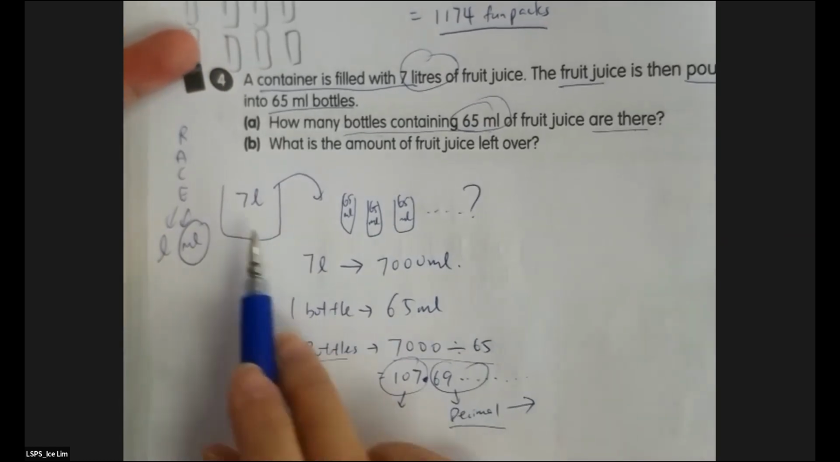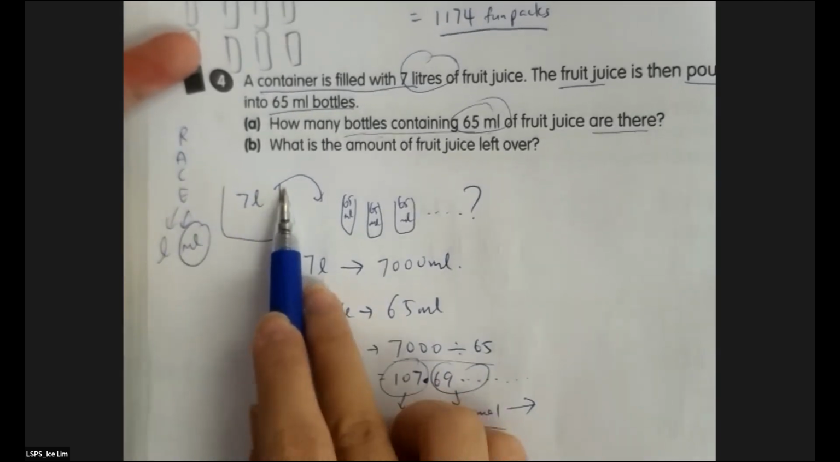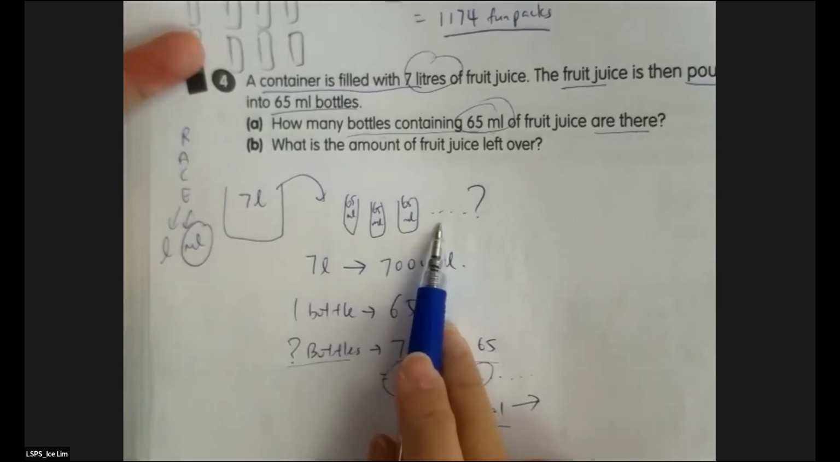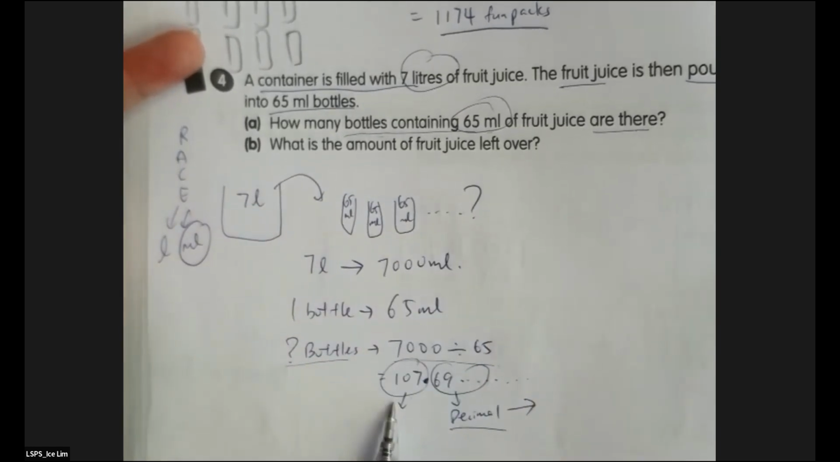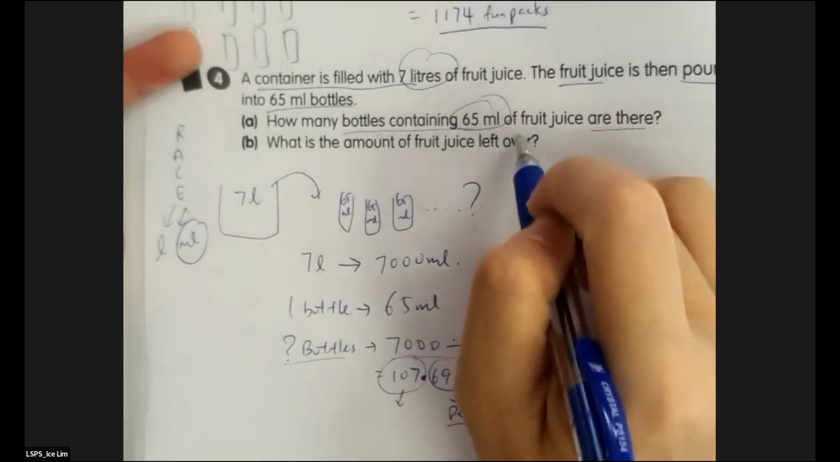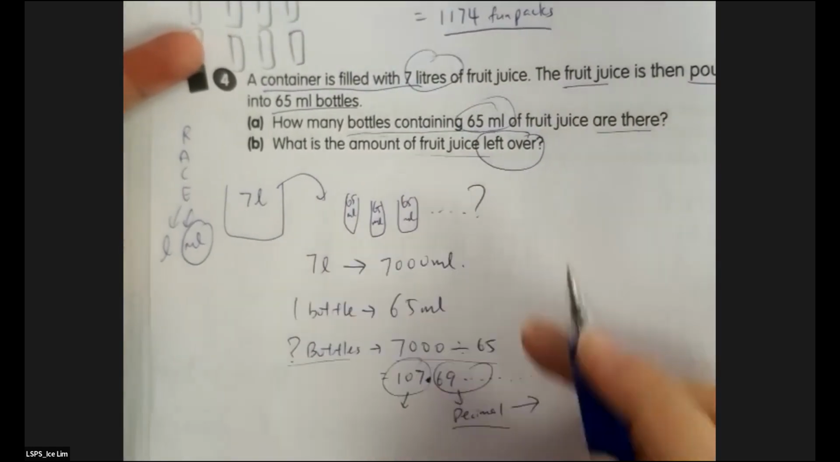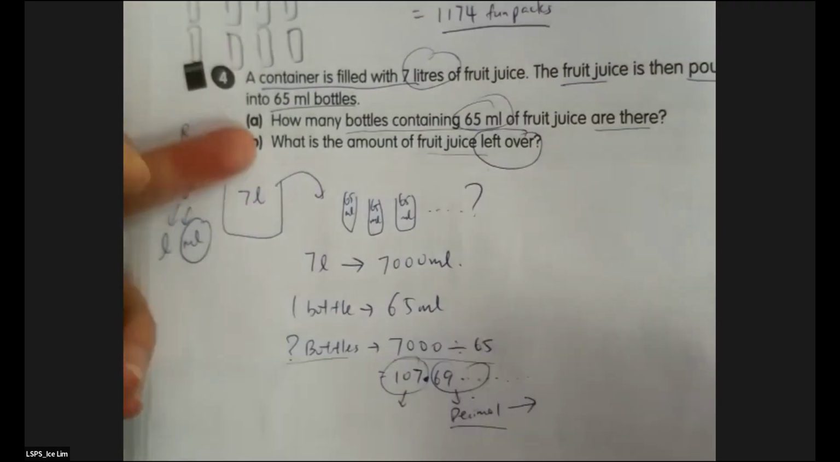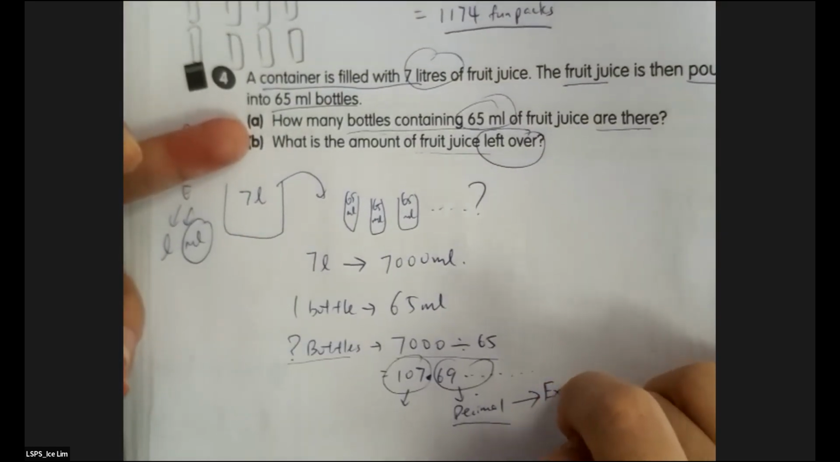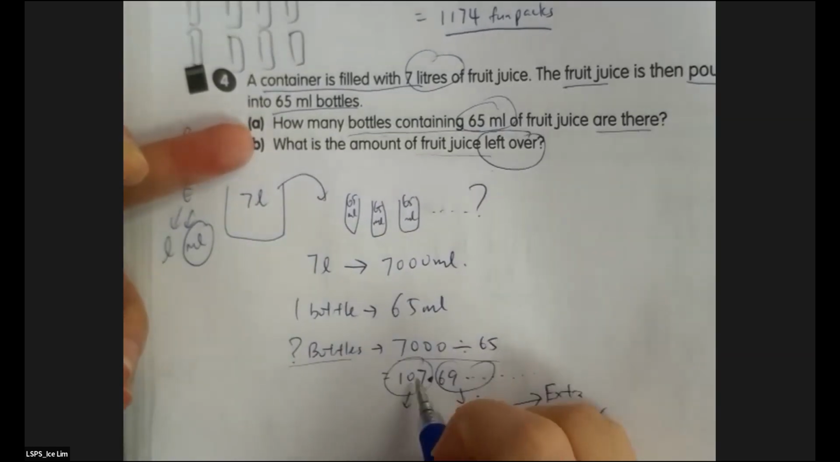I just use all the liquid, all the juice. I divide by each bottle how many, right? I should get the answer, right? But this answer has a fraction, has a decimal. What does it mean? Very good, extra. Can you see? So this decimal shows that it's an extra. There's some left over.